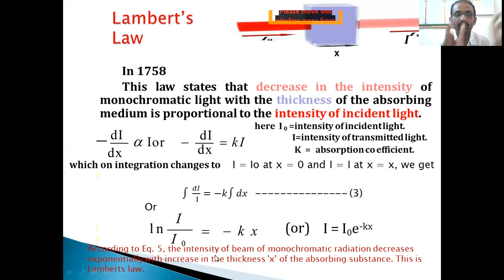If there is a small thickness, the radiation which is absorbed by this substance is less as compared to the same substance present in a bigger container if the thickness is increasing. This is the relationship. This is the explanation of Lambert's law.